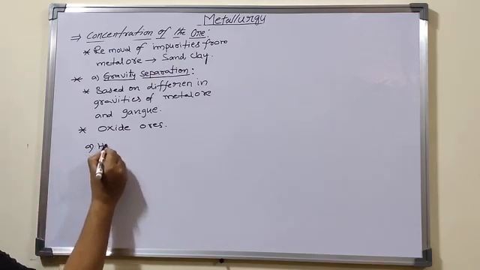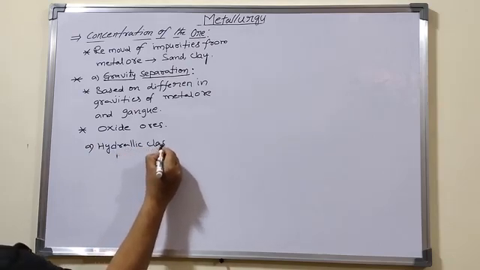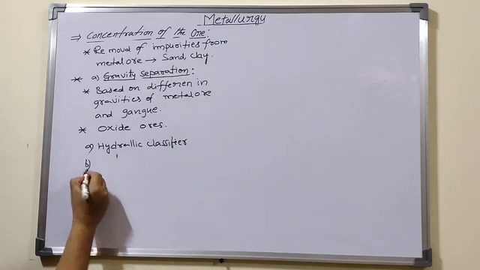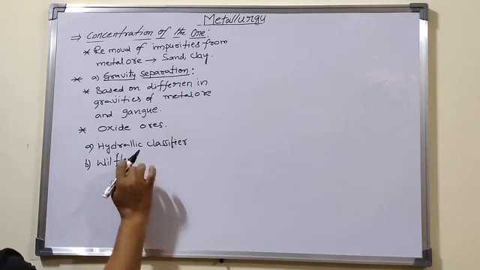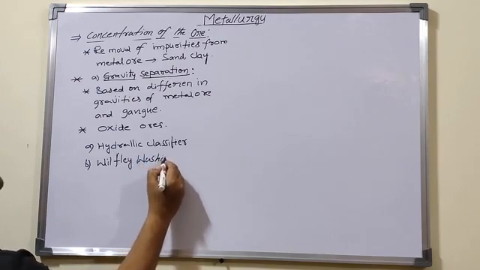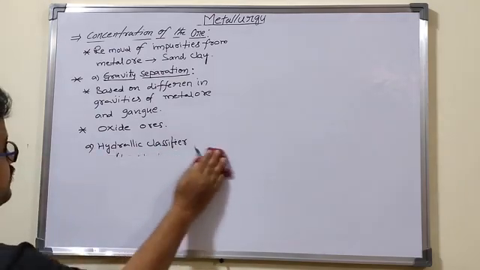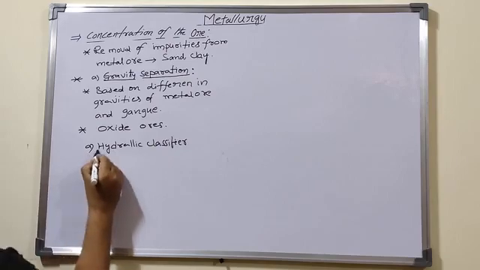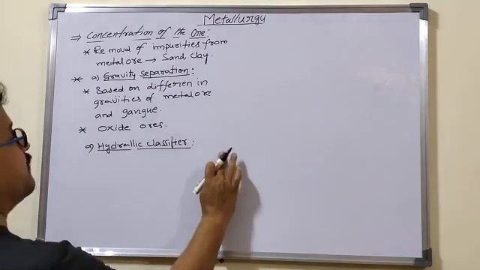To concentrate by this method, we have the hydraulic classifier, and the next one we have the Wilfley washing table. By using a hydraulic classifier and a Wilfley washing table, we can concentrate the ore by gravity separation. Let me discuss the hydraulic classifier. A hydraulic classifier is a large conical reservoir.